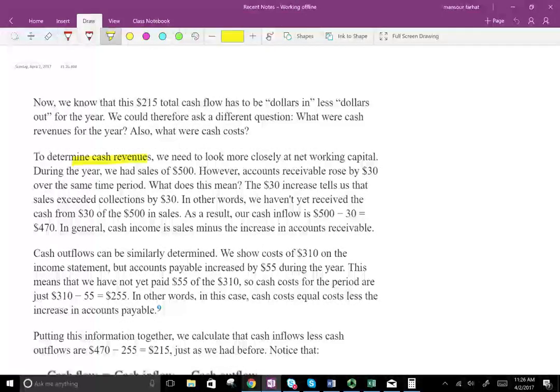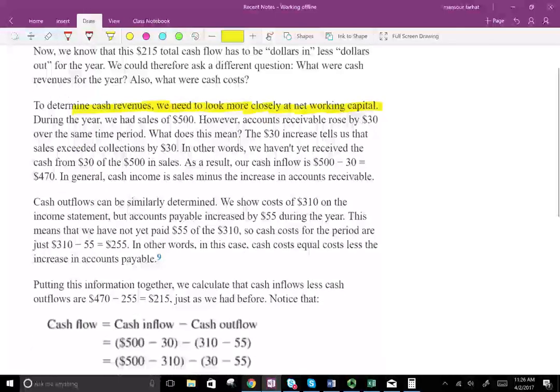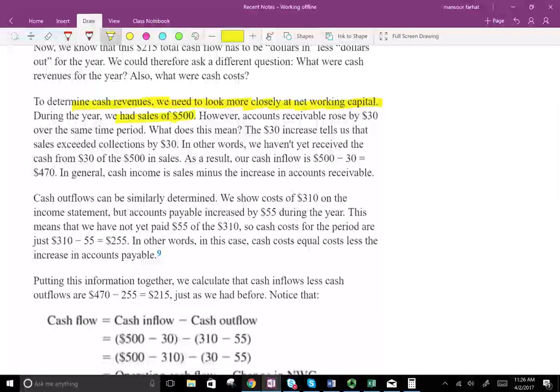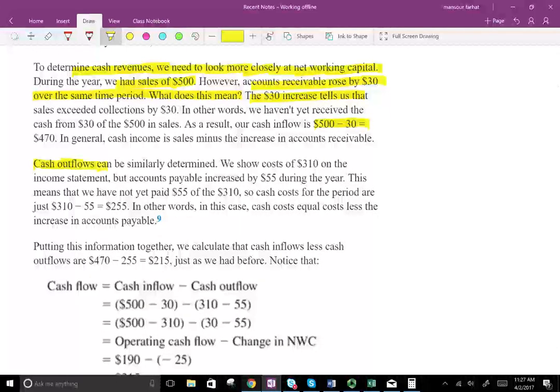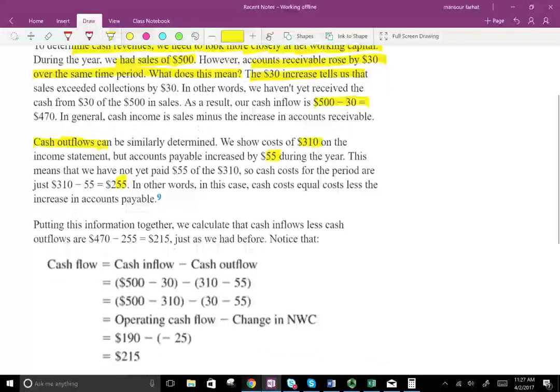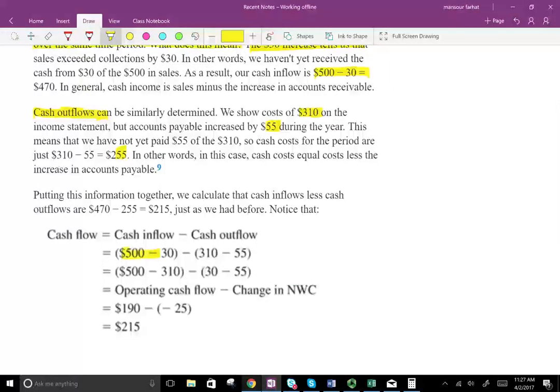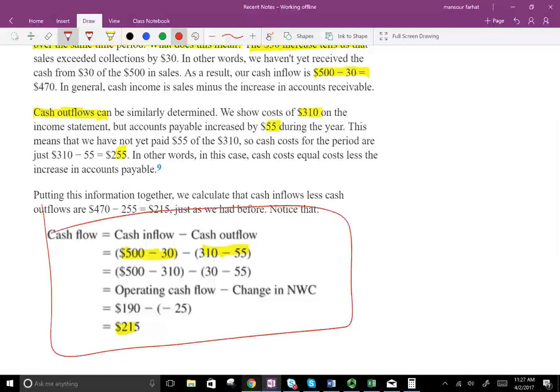Okay. To determine cash revenues, we need to look more closely at net working capital. During the year, we had sales of $500. Account receivable increased by $30. What does that mean? You need to subtract the $30. And for the cash outflow, we started at 310. It had increased by 55. It means we only paid 255. Okay. So all in all, 500 minus 30, 310 minus 55. What we end up is 215. And this is the whole explanation that I did earlier.